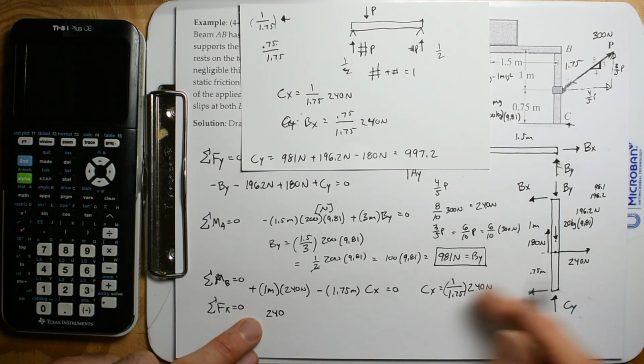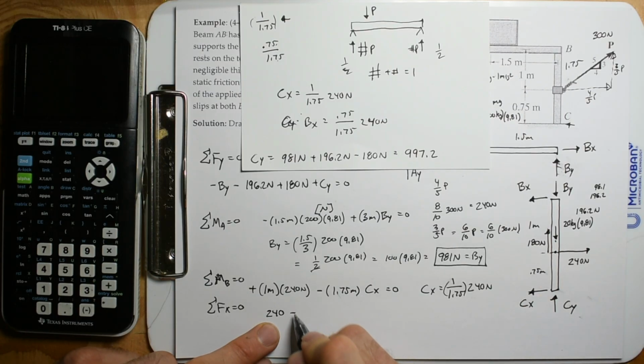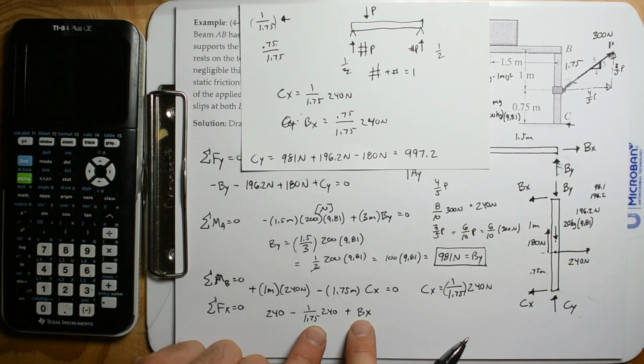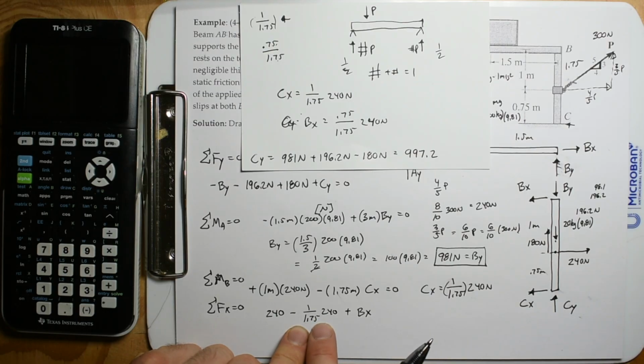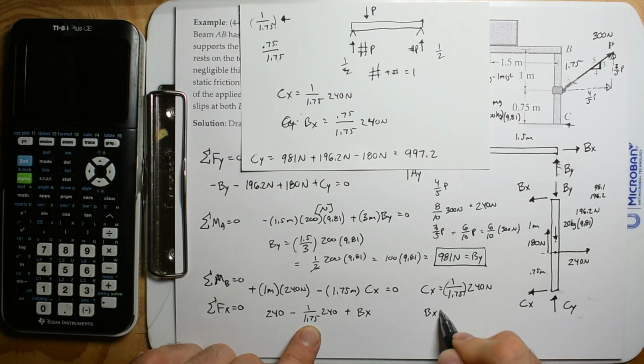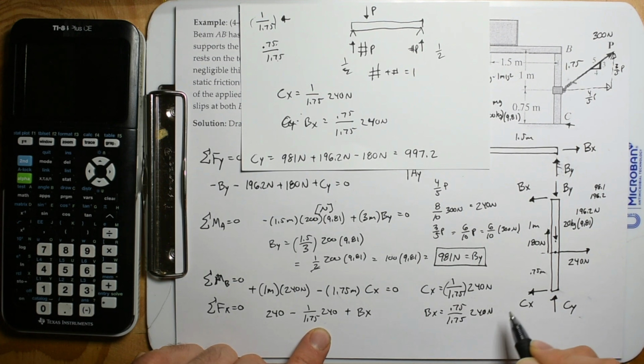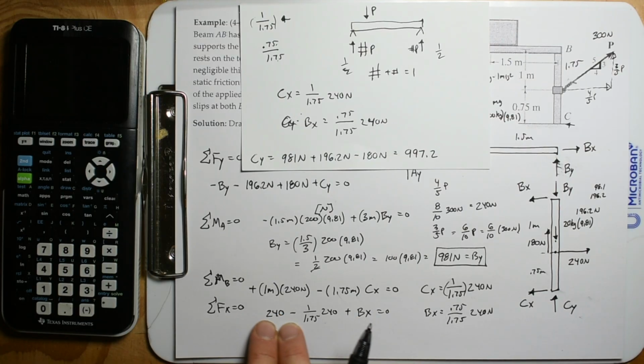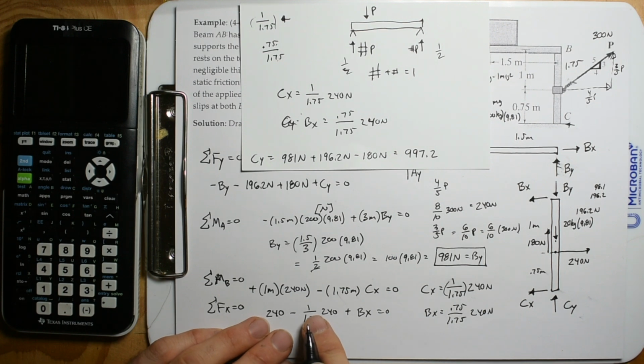So sum the forces in the x direction. We have 240 minus 1/1.75 times 240 plus BX. And BX, just by definition, has to be 0.75 divided by 1.75 times 240 newtons. Because if I solve this, I'm going to get 240 to the other side, and basically I'm going to factor out the 240. So if I get those, let's see.